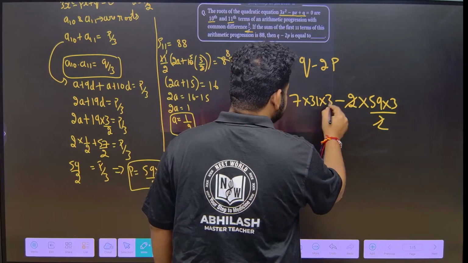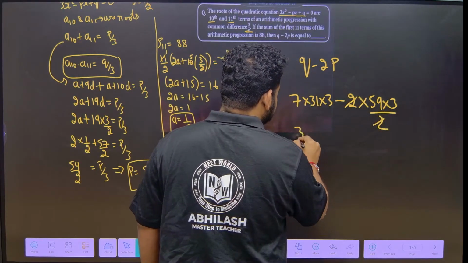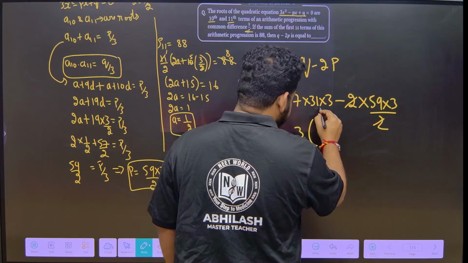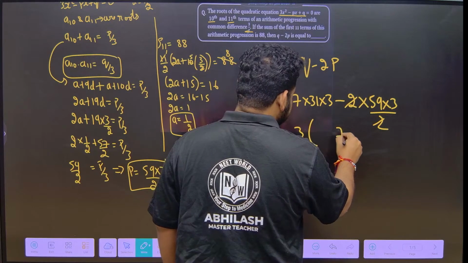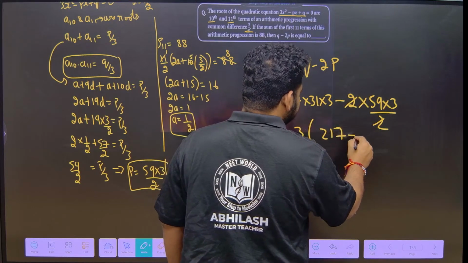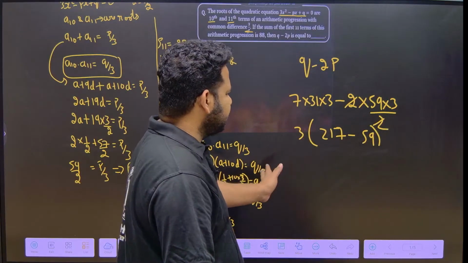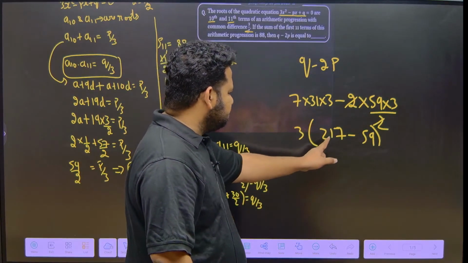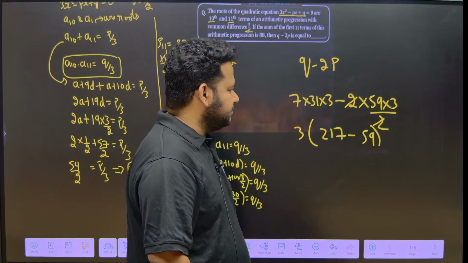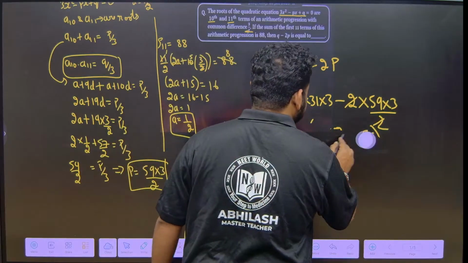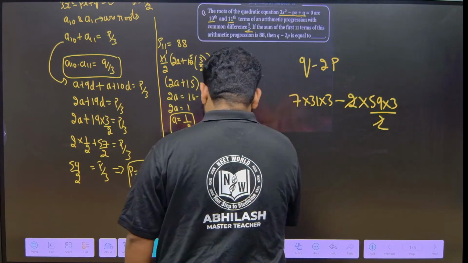7 into 31 into 3. So I can take 3 common. This will become 7 into 31, 7 3s are 21, 7 1s are 7, so 217, minus 59. If I take 3 common, this is what we have: 217 minus 59. Otherwise, even without taking 3 common also you can find it out.